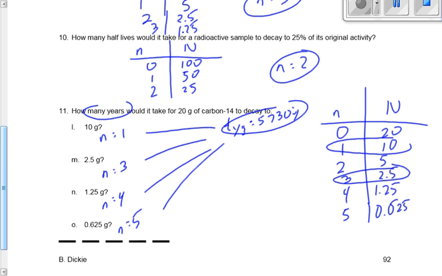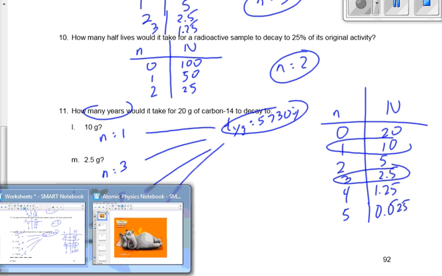Okay, any more questions on that page? Good? All right. There's one more little thing that I want to show you with radioactivity, and then we'll move on to a new topic, which is kind of related to radioactivity, but not radioactivity per se.